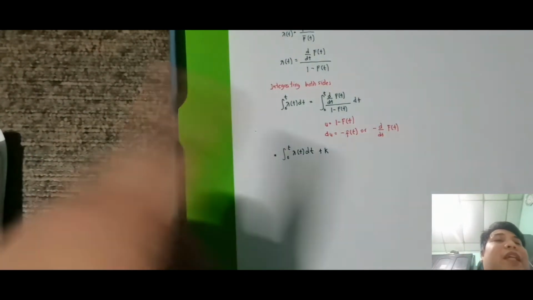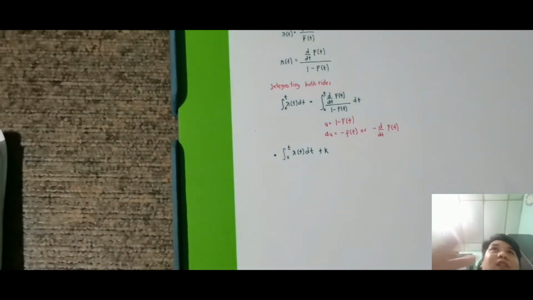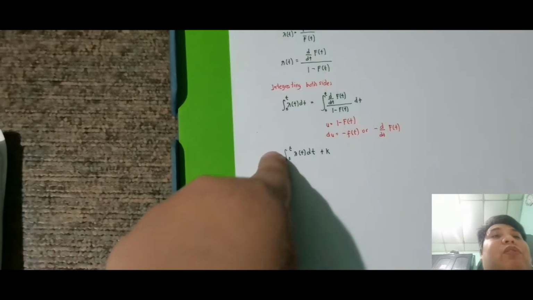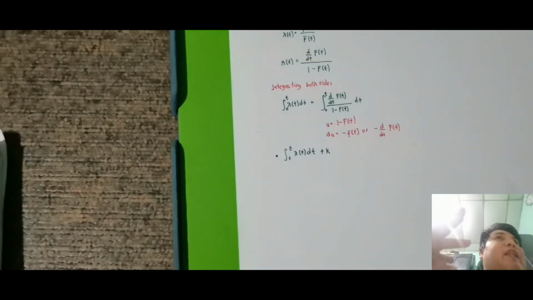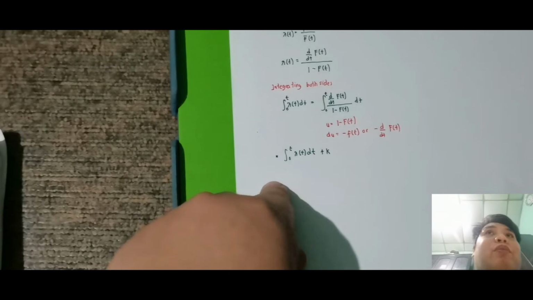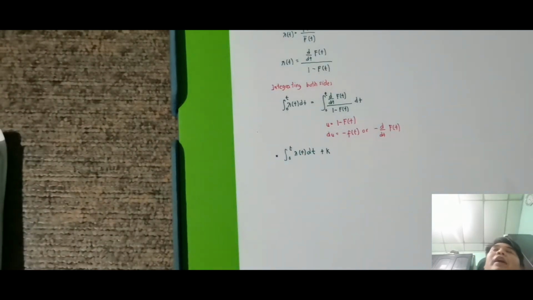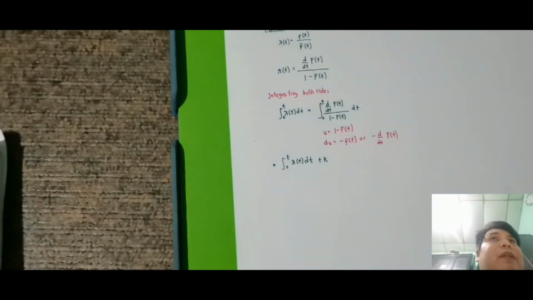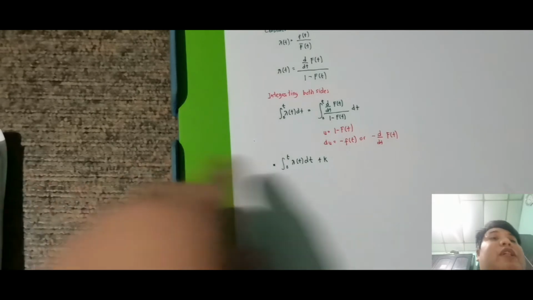Okay, sir, bakit may plus k? Constant kasi ito with respect sa t. Kumbaga, integral of 3t squared is t cubed plus c, kaso may 0 to t, since definite integral siya. Si t cube plus 2 saka si t cube, parehas sila ng derivative. Ang derivative ni t cube is 3t squared, at ang derivative ni t cube plus 2 is 3t squared din.